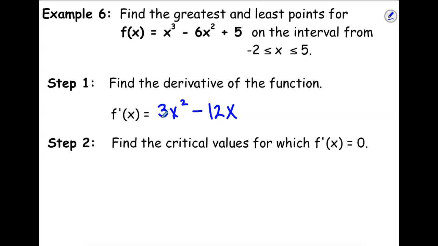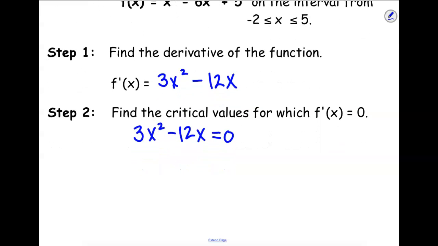Step 2, we want to find the critical values for which the derivative function equals 0. So we're going to set the derivative function equal to 0, and we're going to solve it for x. So we have to factor it. So we're going to take out the greatest common factor of 3x. What are we left with? x minus 4.